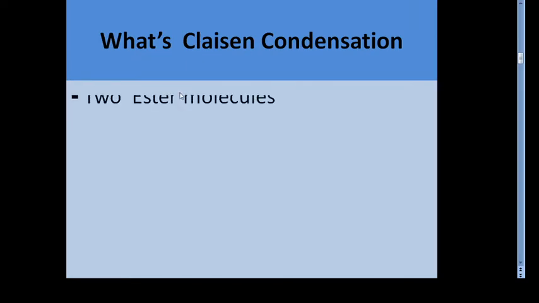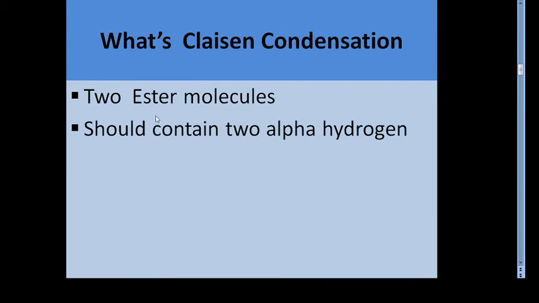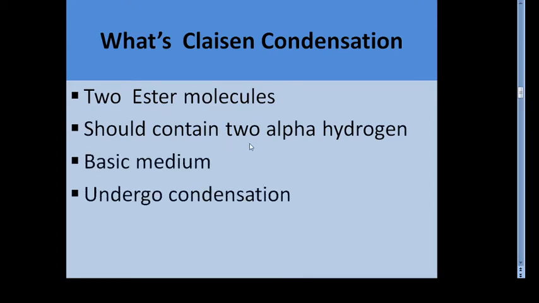The Claisen reaction consists of two ester molecules which contain at least two alpha hydrogen atoms, which in a basic medium undergo a condensation reaction to form a beta ketoester. So you have to take two ester molecules which should have at least two alpha hydrogen atoms. A basic medium should be there, so you can use sodium methoxide or any base. It will undergo the self condensation reaction to form a beta ketoester.